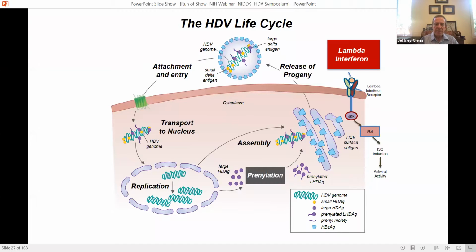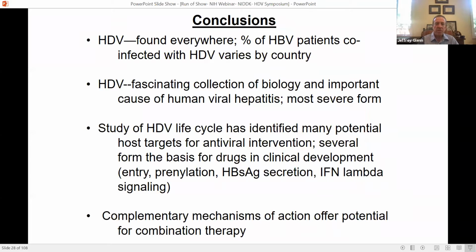So on the next slide, I just would like to leave you with some take-home messages that Delta is found everywhere, although the percent of HBV patients that are co-infected with Delta varies by country. It has a fascinating collection of biology and is an important cause of human viral hepatitis, and indeed responsible for its most severe form. The study of the life cycle has identified many potential host targets for antiviral intervention.